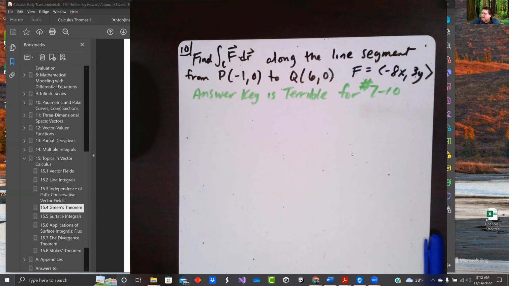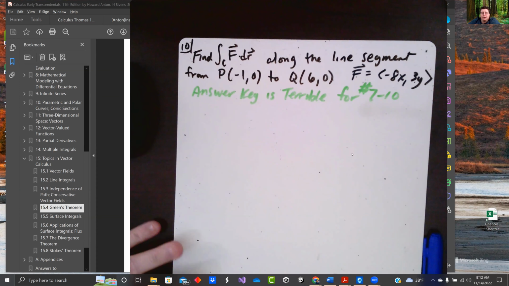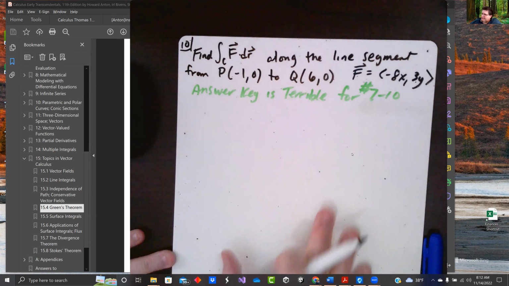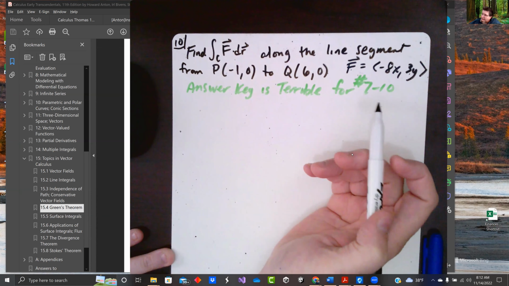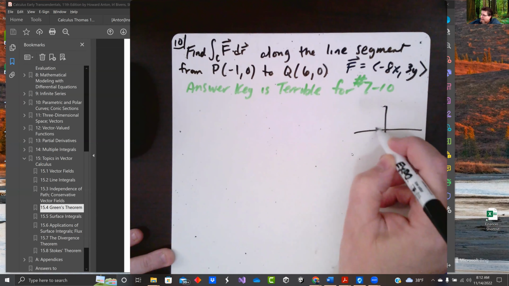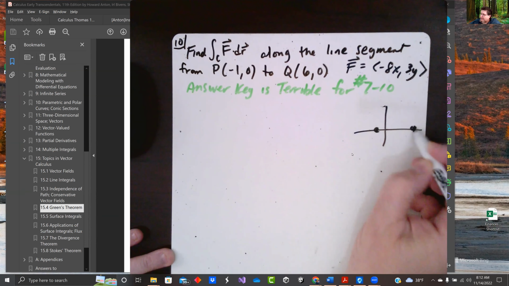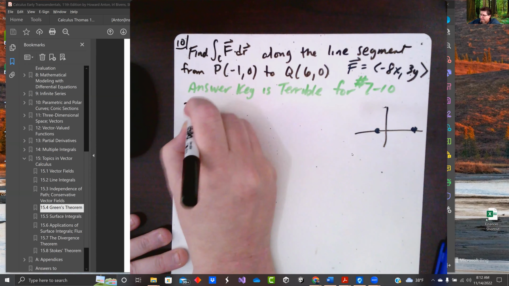So we want to find the integral of F dot dr along the line segment from P going from (-1, 0) to Q going to (6, 0). For our force, F is (-8x, 3y). A way to go about this is to make a line from P to Q. It's clear that (-1, 0) and (6, 0) is a horizontal line, but I'm not going to let that sway me, because I'd rather show how you do it in any way, shape, or form.